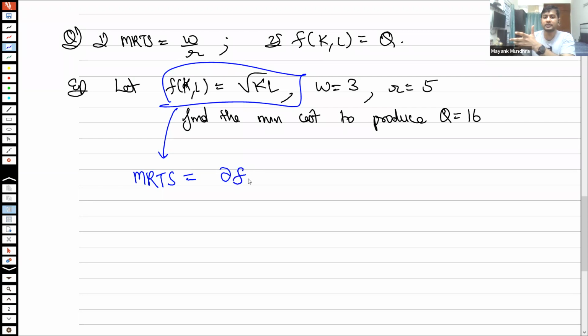Okay. So if I write it as del F by del K upon del F by del L, then I have to equate it with rental rate upon wage rate. But on the other hand, if I'm writing it as del F by del L upon del F by del K, then this becomes W by R. So whatever you're differentiating with respect to in the numerator, you have to write the input price of that thing in the numerator. That is what you need to remember, because you can't remember in terms of K in the numerator, L in the denominator.